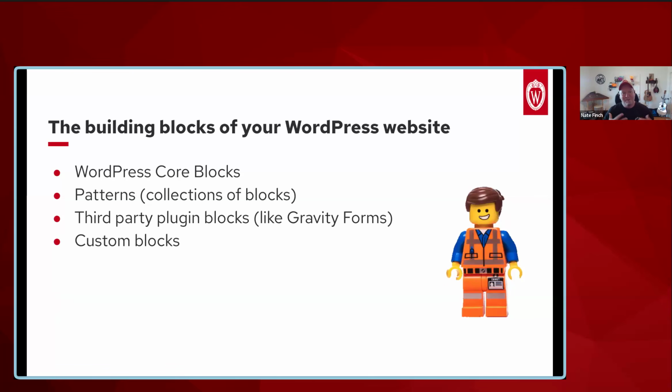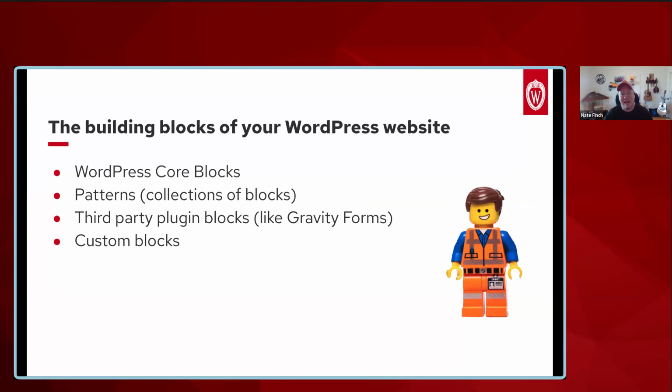So, blocks now are kind of the building blocks of your WordPress website. We have a lot of WordPress core blocks that are available. There are a lot of patterns now in the UW Theme 2.0 that are available for you to just use. You can just go through the pattern selector, pick those out, and plop a whole bunch of blocks on your page that already have great settings for them and are ready to go. So you can have some really nice looking pages.